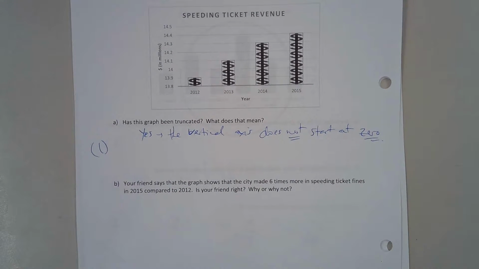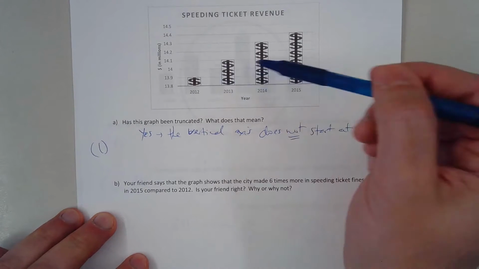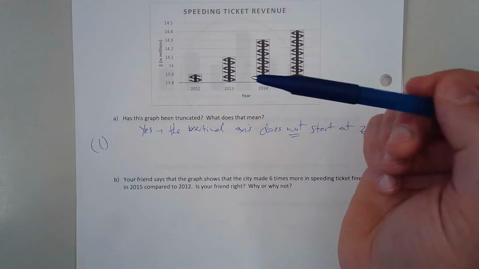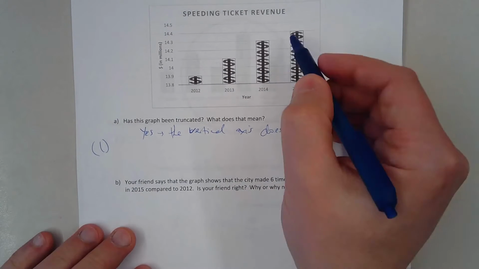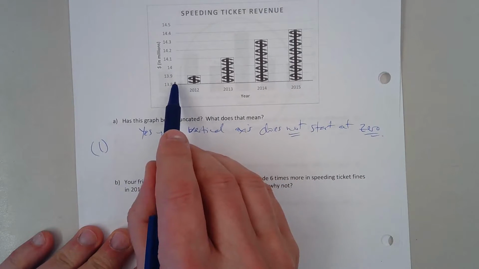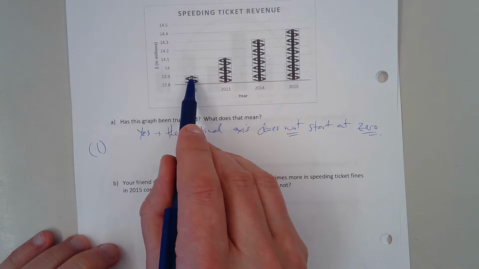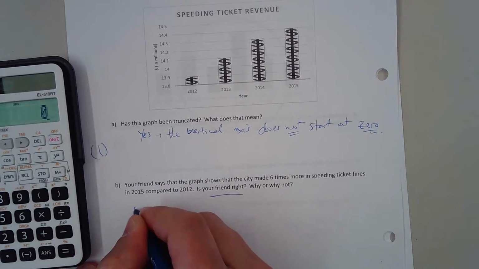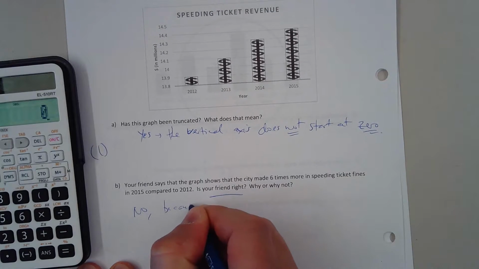B, your friend says that the graph shows that the city made 6 times more in speeding ticket fines in 2015 compared to 2012. Is that correct? 6 times more? No. On the graph, this is 6 times as high as that. But the actual money, is it 6 times as much? Well, this is how much? 14.4? And this is 13.9. If I did 13.9 times 6, is your friend right?